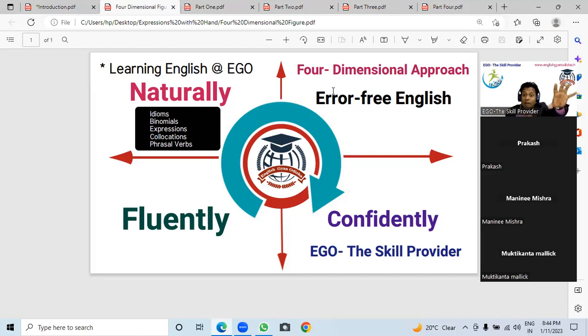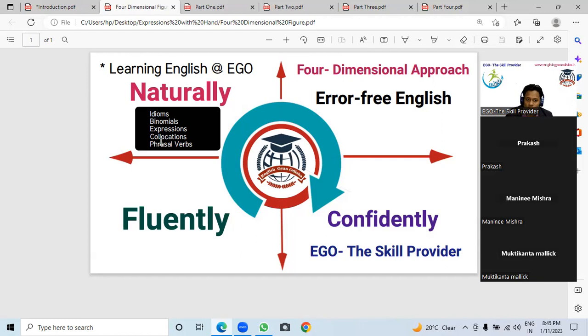And that's why today, for natural English, we will focus on five things. One is called idioms. Something called binomials, expression, collocation, phrasal verb. You can take a screenshot of these five things and remember them. You may say, sir, I studied idioms, binomials, expression, collocation, phrasal verb, but natural English is impossible. I can bet you: if you learn these five things, you can easily speak English.